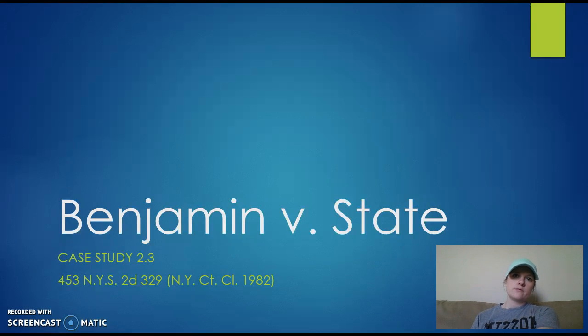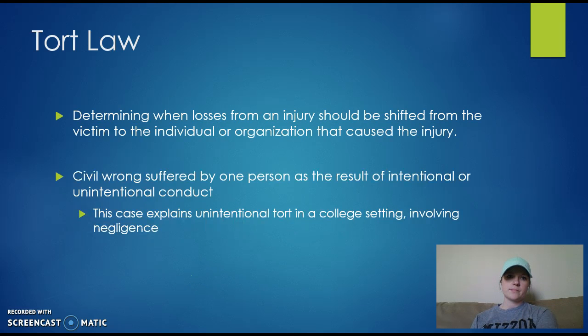Hello. For the week 6 case study, I chose to do the Benjamin v. State case from chapter 2.3. Before I get into the case, just a little bit of terminology from chapter 2 that the case is going to talk about.